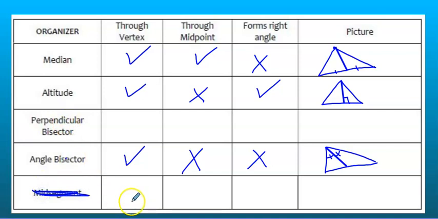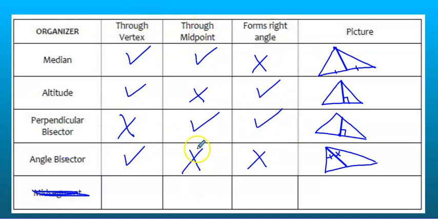Perpendicular bisector, that's the one. Let's draw this triangle here. That goes from the midpoint of the side and is perpendicular to that side. So it doesn't, that's about right. Doesn't necessarily go to the vertex. It could, but it doesn't have to. Through the vertex, not always. Through the midpoint, yes. Forms a right angle, yes. Okay. So that'll kind of help us keep up with which one's which.